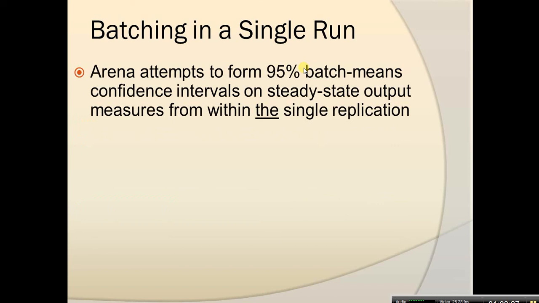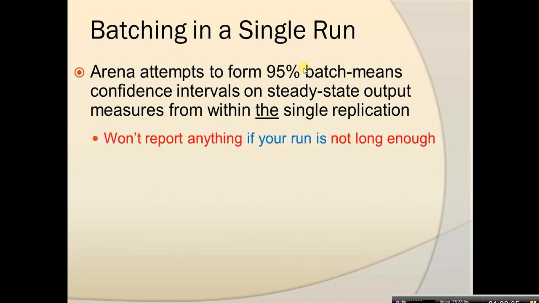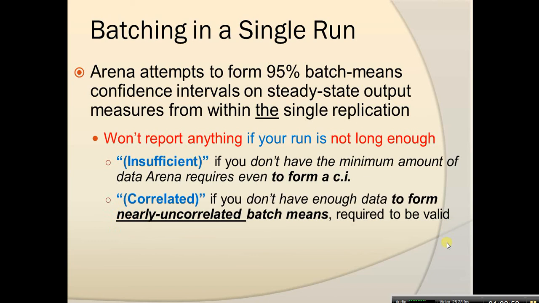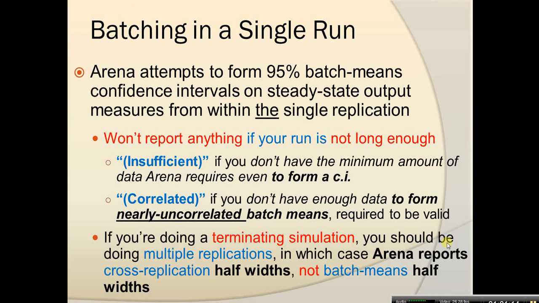ARENA also wants to form 95% batch means confidence intervals on steady-state output measures from within the single replication, so it won't report anything if your run is not long enough. You might see "insufficient" in your report if you don't have the minimum amount of data that ARENA requires even to form a confidence interval. You might also see the word "correlated" on the report if you don't have enough data to form nearly uncorrelated batch means, as required to be valid. If you're doing a terminating simulation, you should do multiple replications, in which case ARENA reports cross-replication half-width and not batch means half-width.